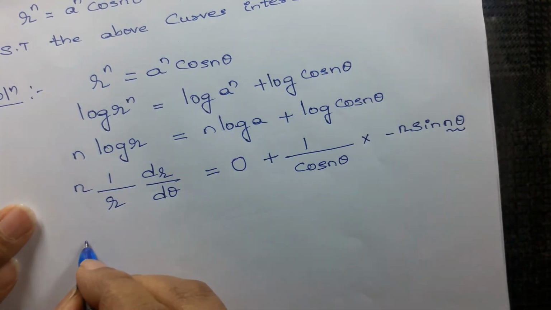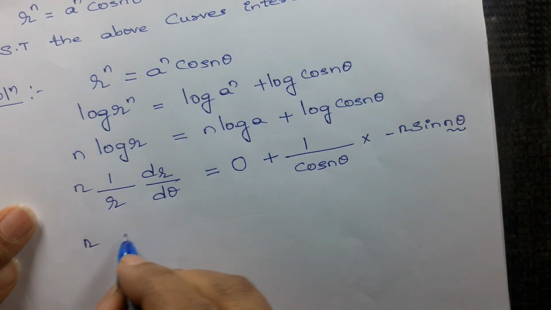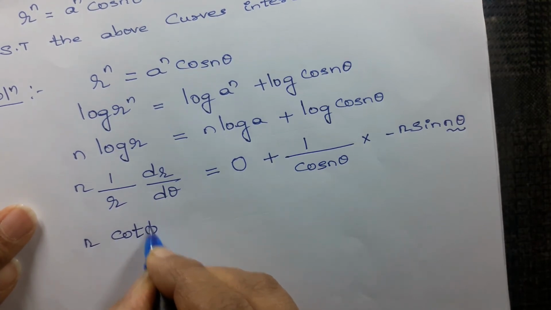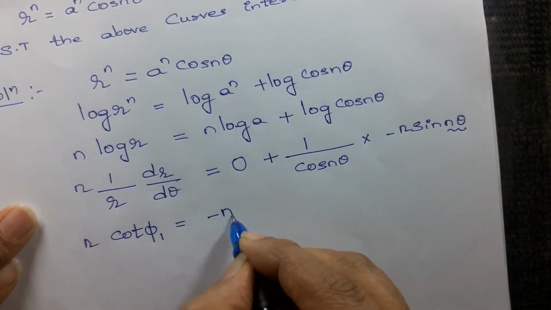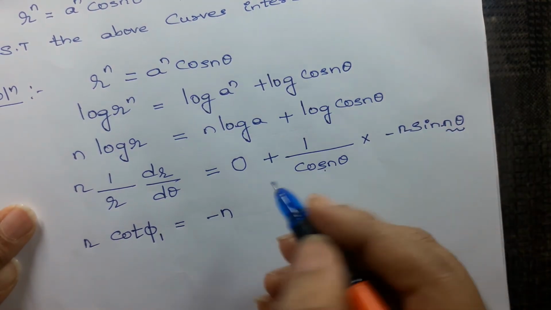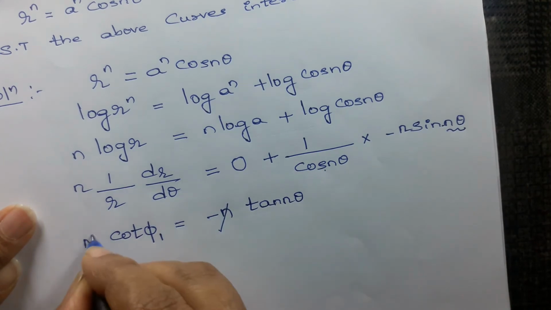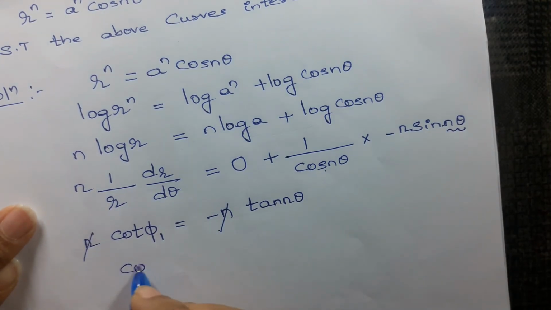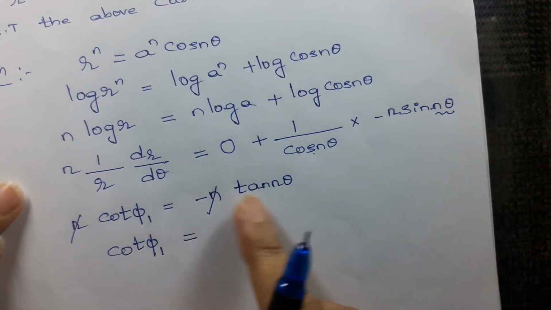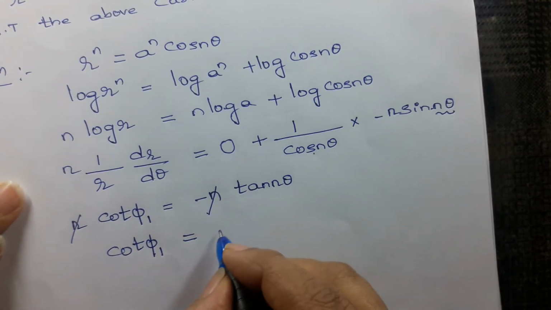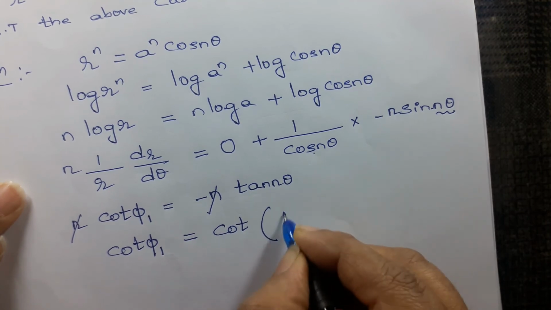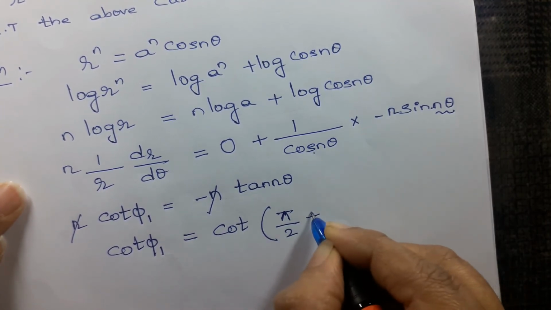So what will I get? n times 1 by r dr by d theta is cot phi 1, equal to minus n sin by cos, which is tan n theta. n and n you can cancel. Cot phi 1 is equal to, since you have cot on this side, let me express minus tan also in terms of cot. It is cot of pi by 2 plus n theta.